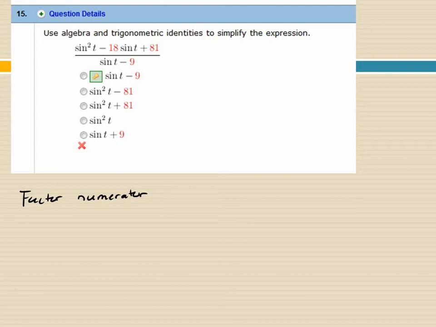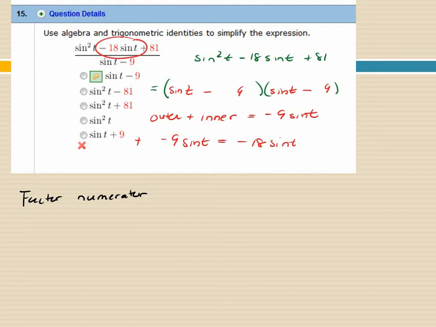All right, this is a similar one, factoring the numerator. I'm going to go through this one a little quicker because we just did one like it. So you split that sine squared t minus 18 sine t up into two pieces. Your plan is to backward FOIL this. So you put in what the first two and the last two have to be, and then you figure out the signs so that the outer and the inner add up to be minus 18 sine t.